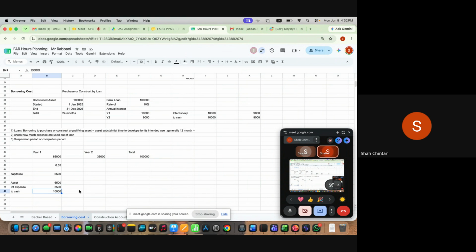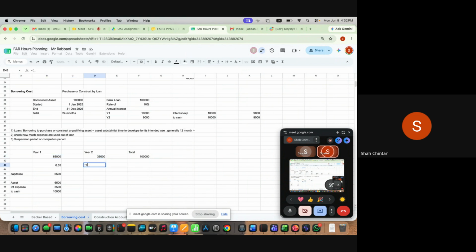ठीक है. Now going to the second year. Second year में क्या हो रहा है कि I am constructing the asset more. 65,000 तो मैंने year one में कर लिया था. Now I'm using another 35,000 as well. So now can I say during the year two, my entire $1 lakh remain invested in my construction asset? So whatever bank loan I have taken for 1 lakh, the entire loan has remained utilized in my construction area.